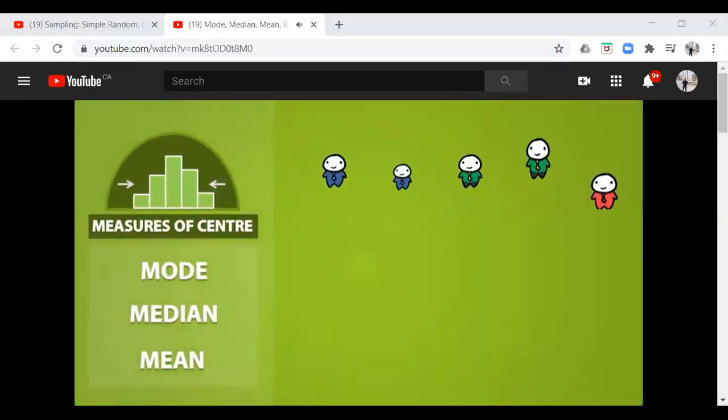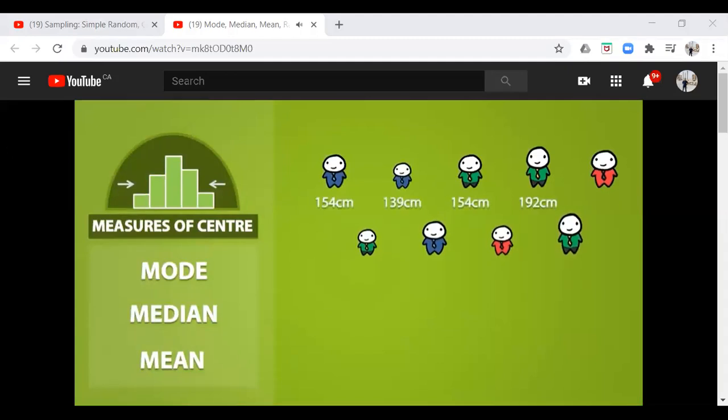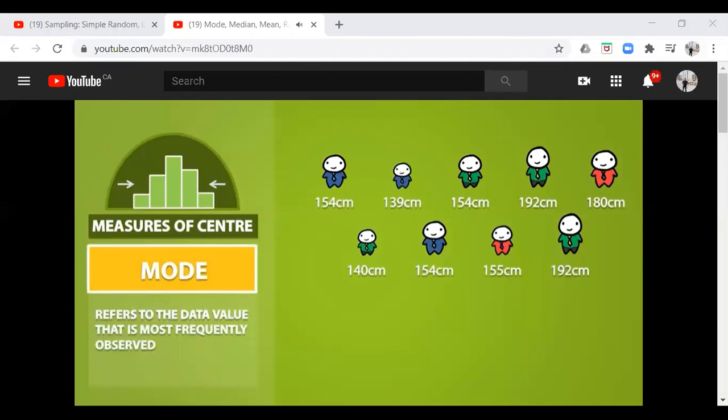So suppose I took a random sample of 9 people and measured their heights. Now the mode of a dataset refers to the data value that is most frequently observed. Notice how the number 154 appears 3 times in this dataset. This means that the mode of this dataset is equal to 154.